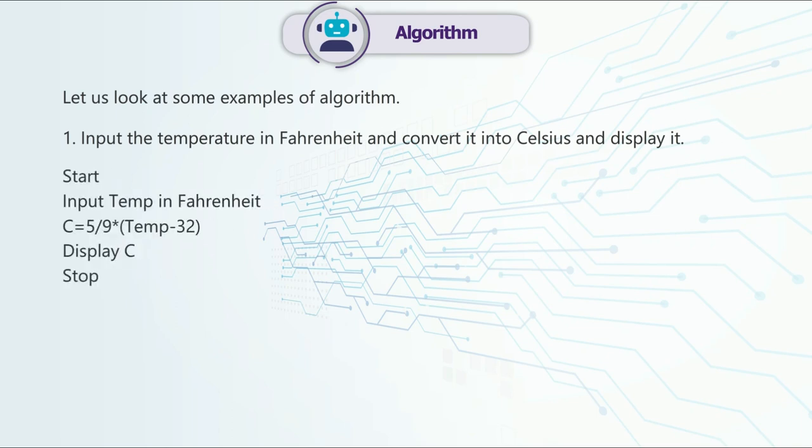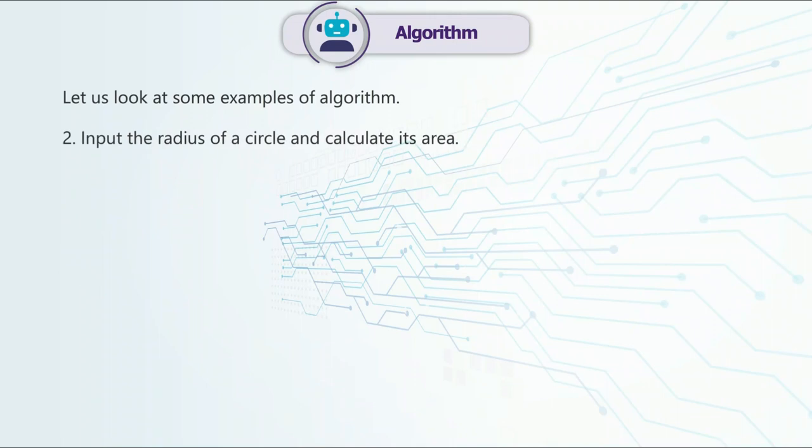Start. Input temperature in Fahrenheit. C is equal to 5 by 9 multiplied by temperature minus 32. Display C. Stop. 2. Input the radius of a circle and calculate its area.